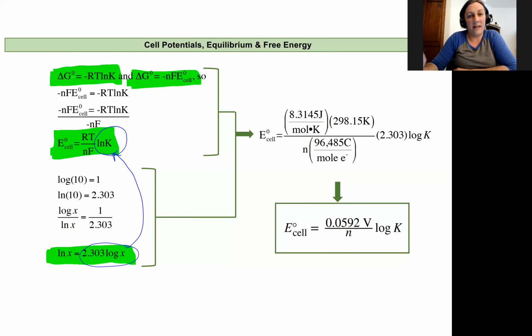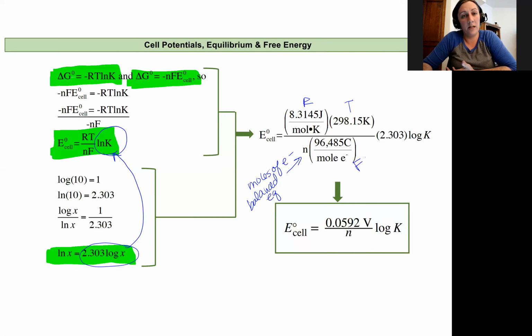And the y of that, I don't have an answer for. Sorry. Combining this, we're going to get this big beast of an equation that sets our cell potential equal to, we have our R value, we have our temperature at room temperature, we have our moles of electrons from our balanced equation. We have Faraday's constant right here, and then we have the 2.303 log of our equilibrium constant.